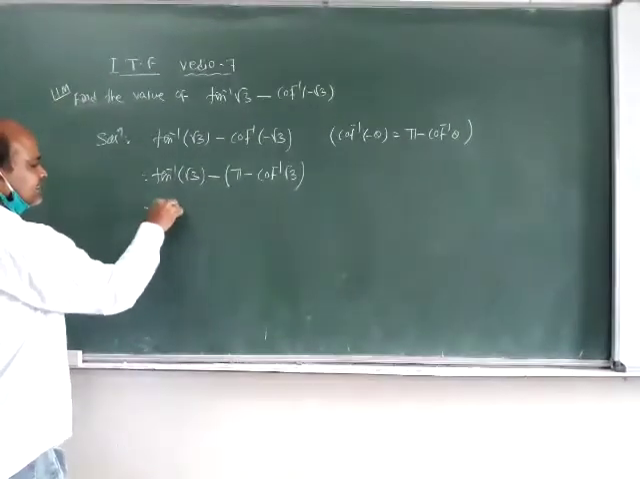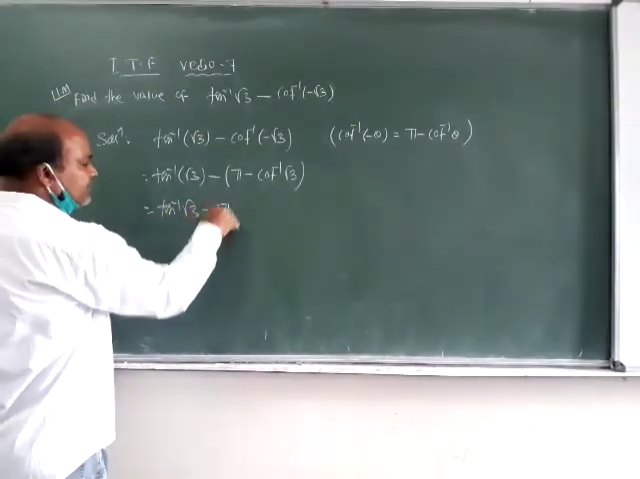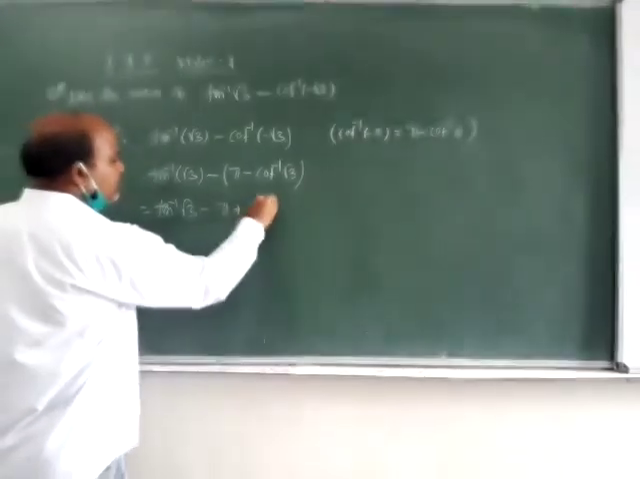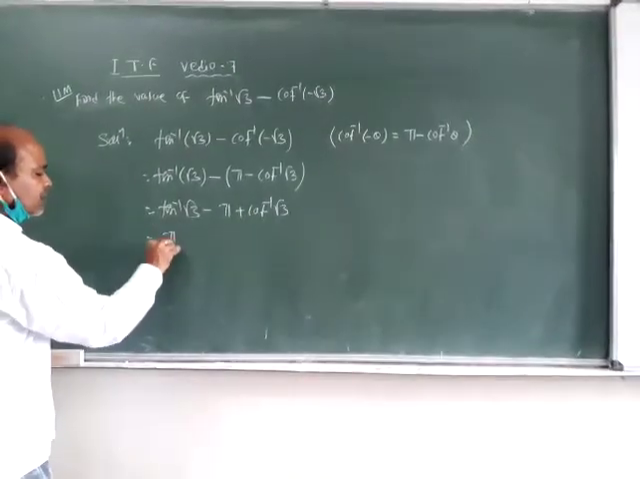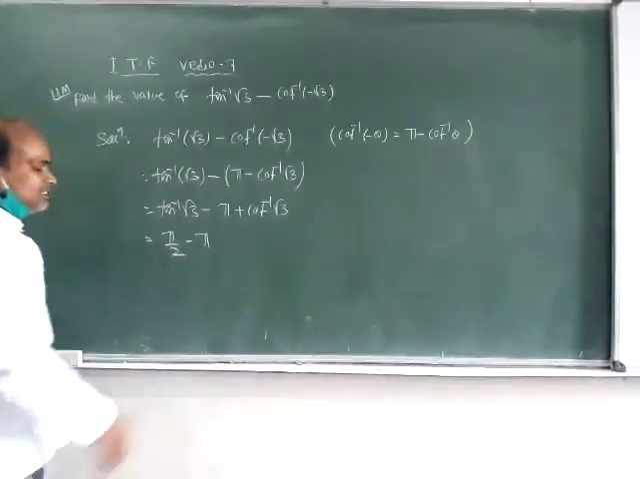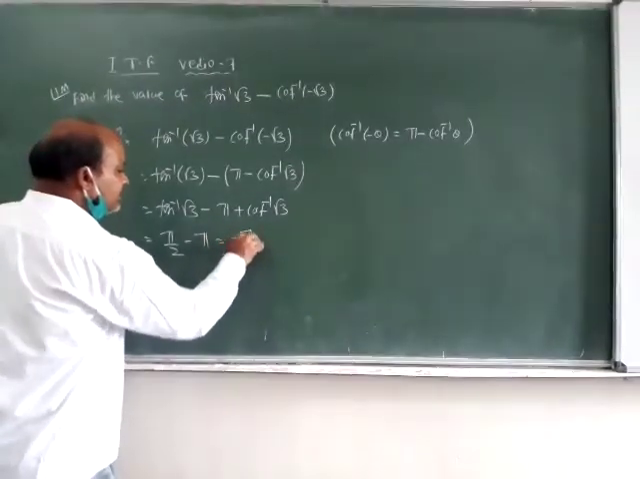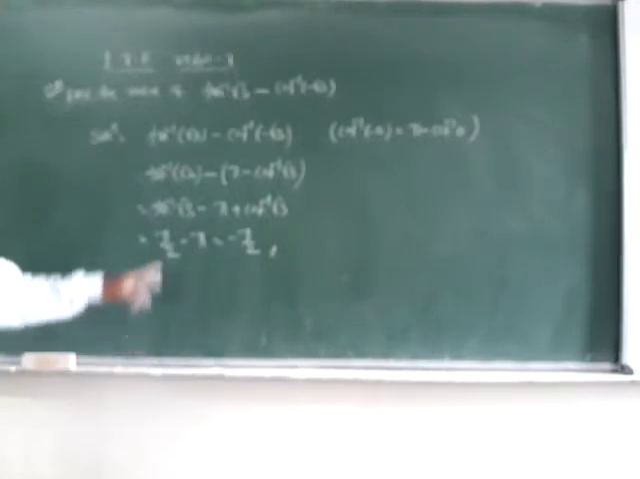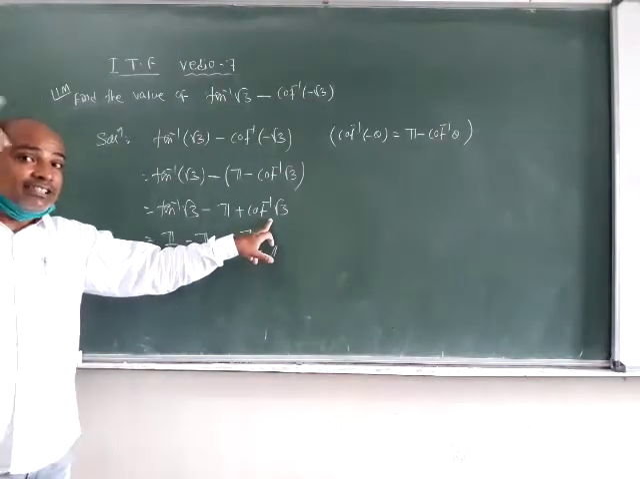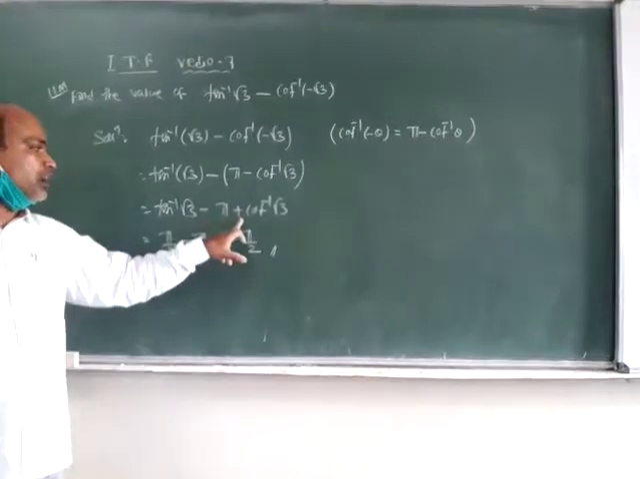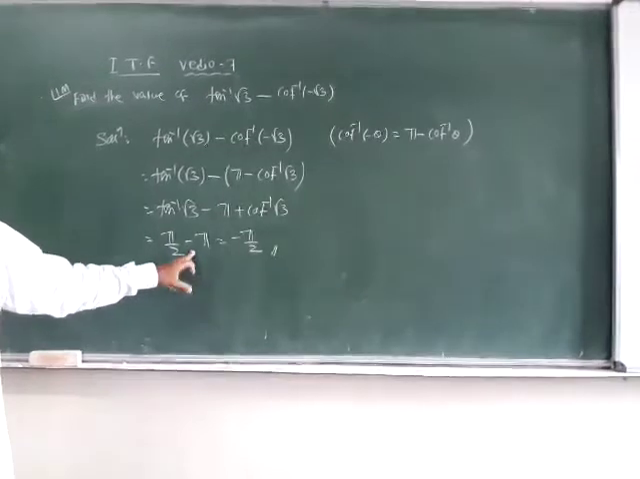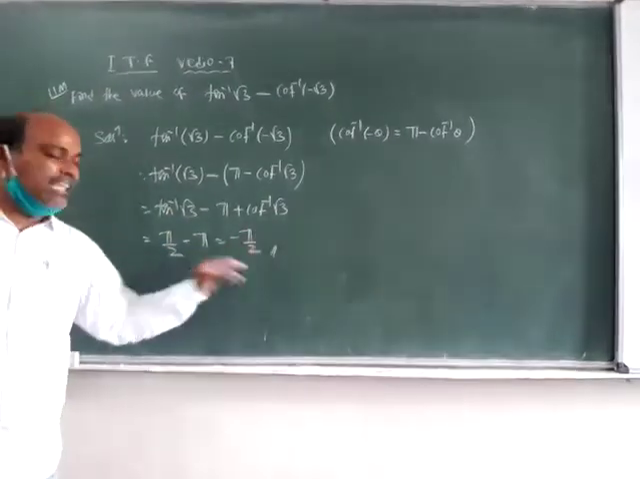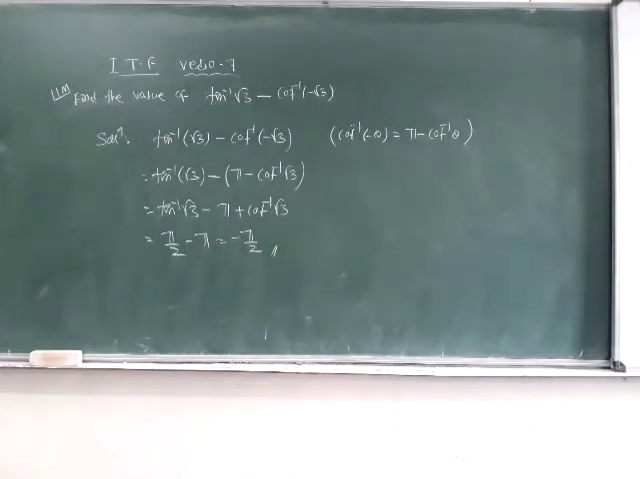Expand the bracket: tan inverse root 3 minus pi plus cot inverse root 3. Tan inverse root 3 plus cot inverse root 3 is, we know, pi by 2, and this is minus pi. So that becomes minus pi by 2. Very simple. You know tan inverse theta plus cot inverse theta is pi by 2. So tan inverse root 3 plus cot inverse root 3 is pi by 2, minus pi is there. Do you understand clearly? So 90 minus 180 is minus 90. So it is nothing but minus pi by 2. Write down. Very simple problem.